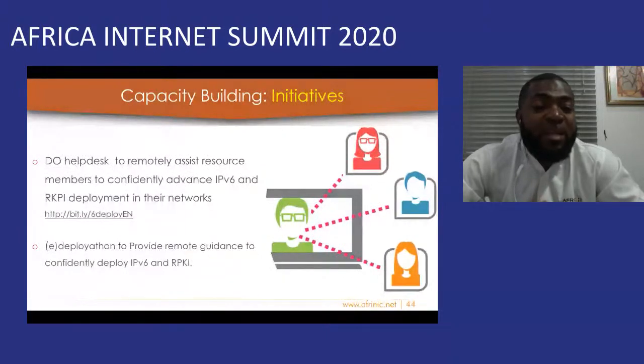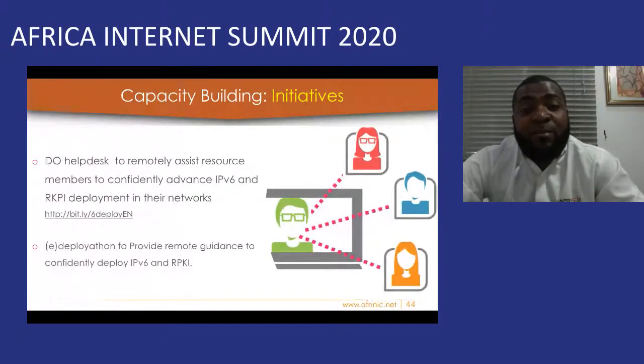We also have eDeployathon to provide remote guidance to you. When you are deploying IPv6 and you are having a challenge, you can participate in the eDeployathon, and you just tell us where you have your challenge, and we are going to help you take it to the end.